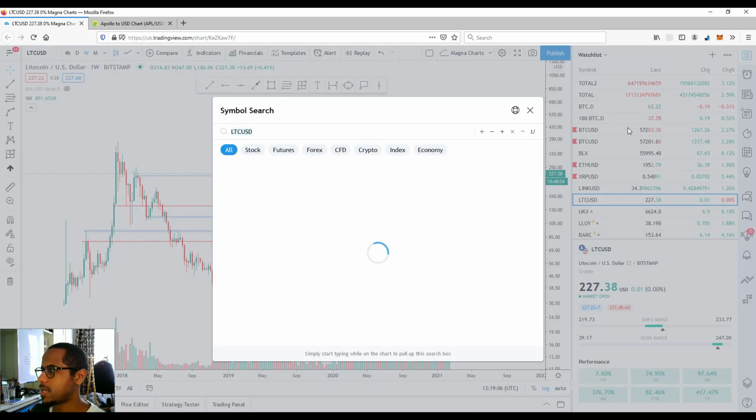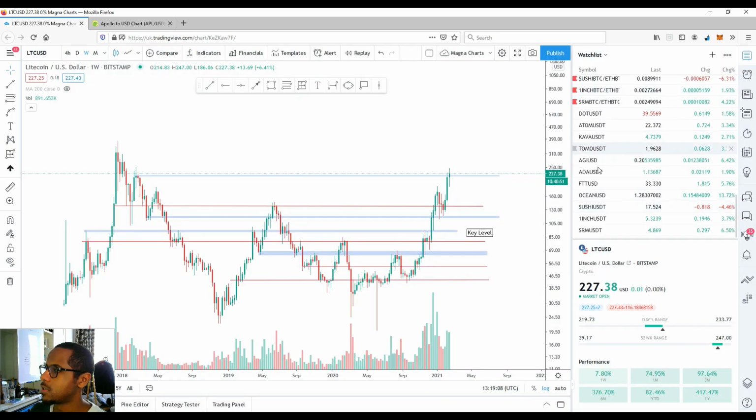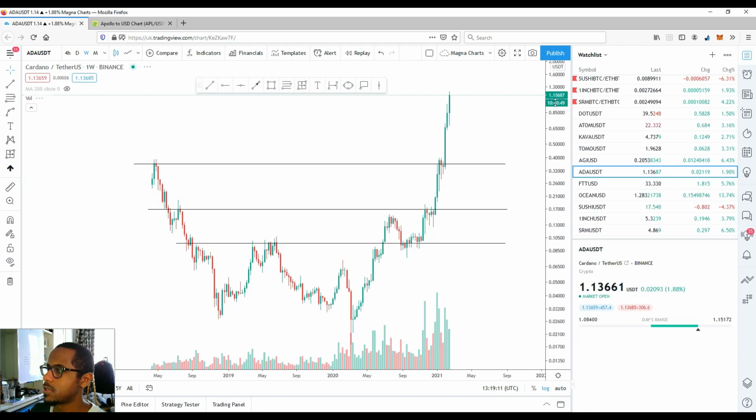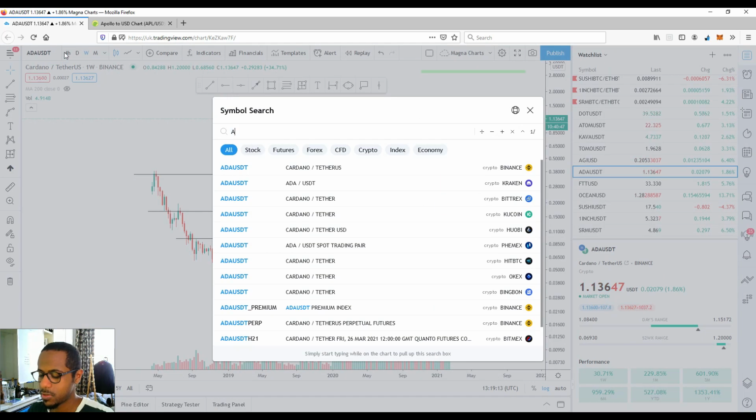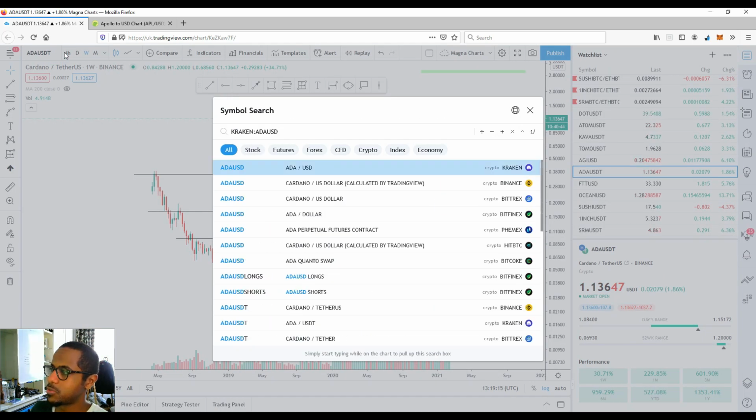Next, we'll have a look at Cardano. Cardano absolutely smashing it. So let's look at the USD chart because it has more data.